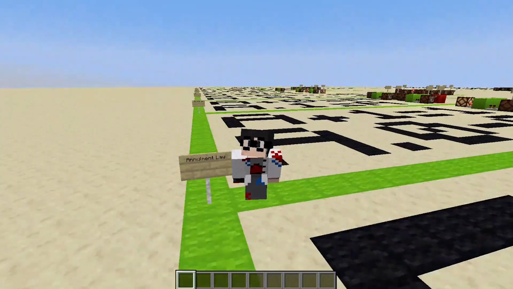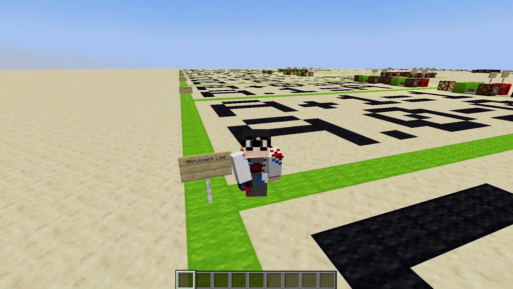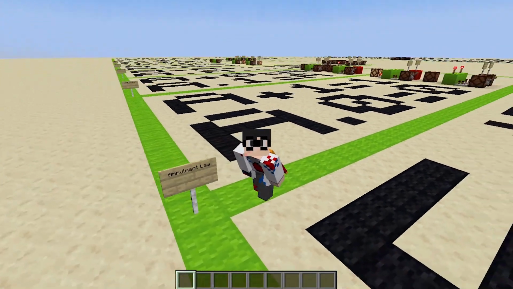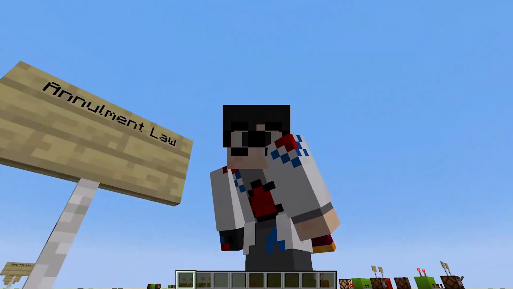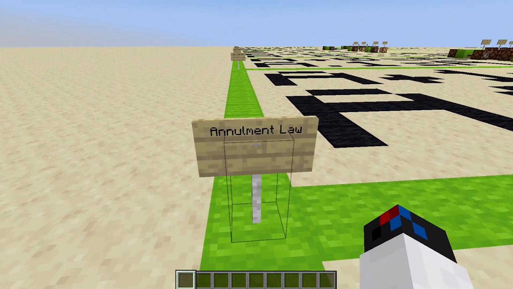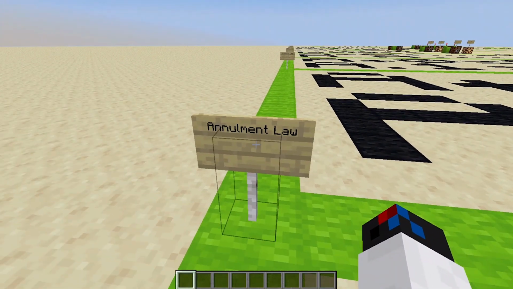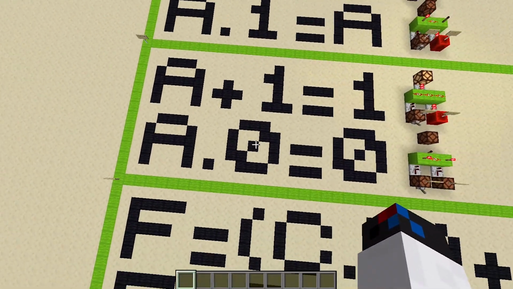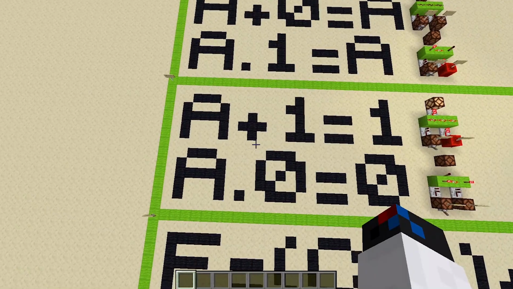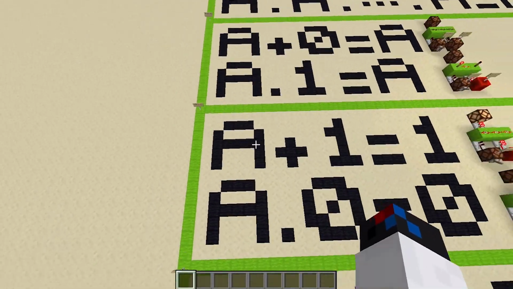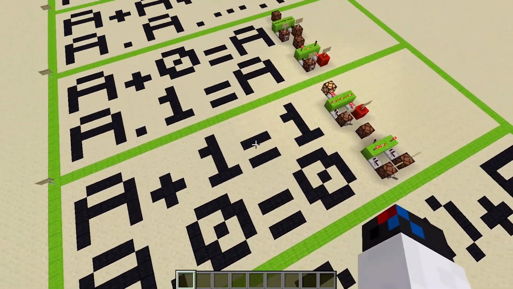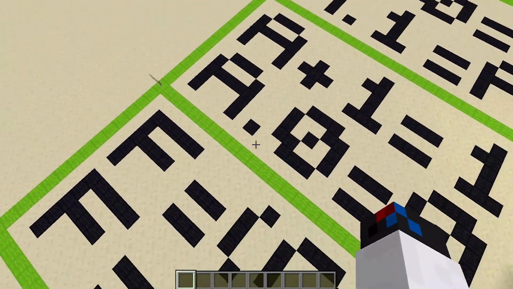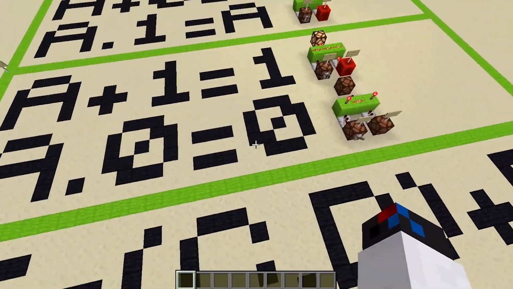Okay, I'm not gonna go in depth into how to prove those properties, because that would take a really long time. First property, the Annulment Law. I think I mispronounced that, but it's not the point here. Anyway, here is the Annulment Law. We have A or 1 equals 1, and A and 0 equals 0.